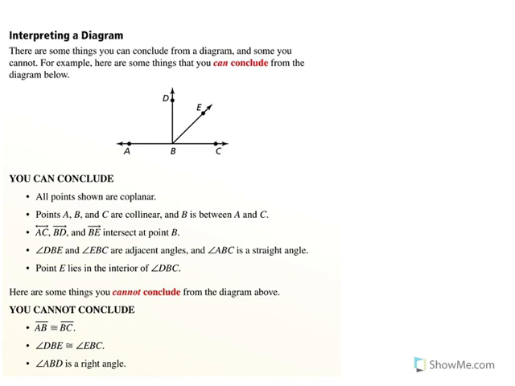Some other things are that I can't assume things are equal to each other. Just because DBE and EBC look very similar, like they could be really close to the same, unless the picture tells me or the problem tells me that, I cannot assume these things. If you start assuming things, you're going to get things wrong. You're going to end up missing the information that was important.